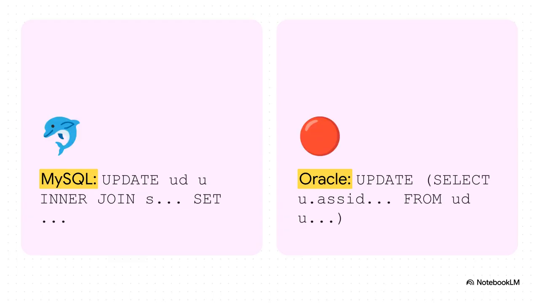And oh, it doesn't stop there. MySQL comes in with its own unique structure where you put the join before the set clause. And then you have Oracle, which often makes you jump through hoops, like wrapping your data in something called an updatable view. Every single one of them is solving the exact same problem, but they're all speaking slightly different languages.